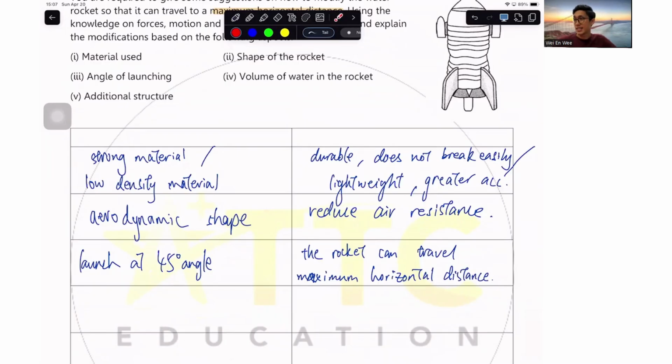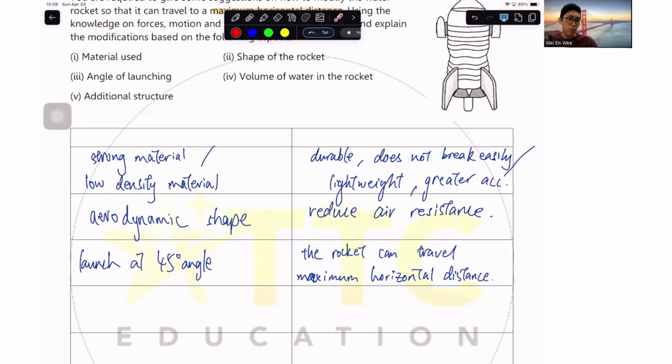Any of you actually did the water rocket in school or not? Any of you actually got to make the water rocket in school? No. Alright, so sad. I remember one school did water rocket before, but I'm not sure which school. I forgot which one already.